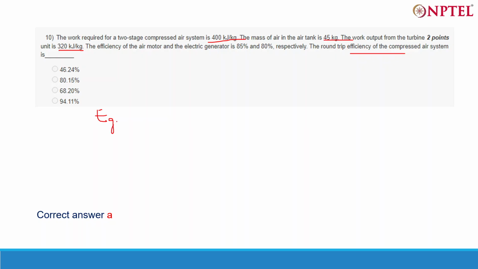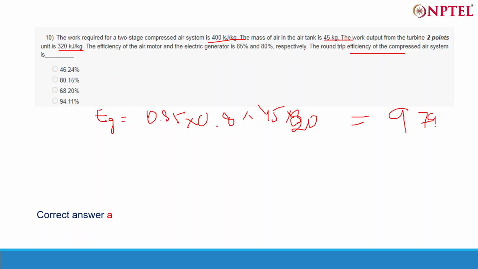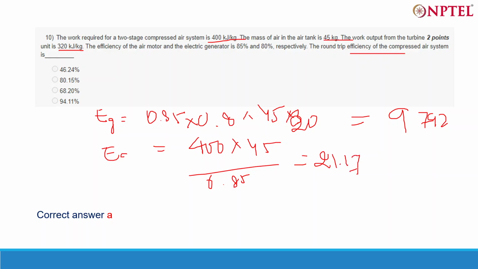So first thing is you calculate the energy generated, that is 0.85 into 0.8, that is the efficiency given, into 45 is the mass of air in the tank, and then 320 is the work output. Okay, so it comes out to be 9792 kilojoule. Now energy consumed has to be calculated. So work required is 400, and then the mass is 45, and then the efficiency is 0.85. That comes out to around 21.17 megajoule.